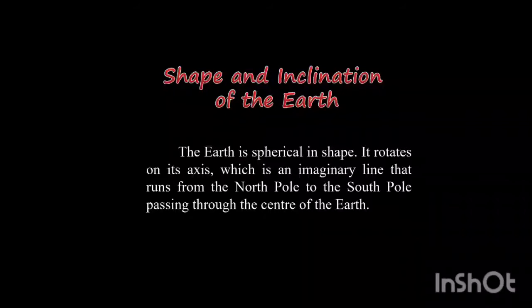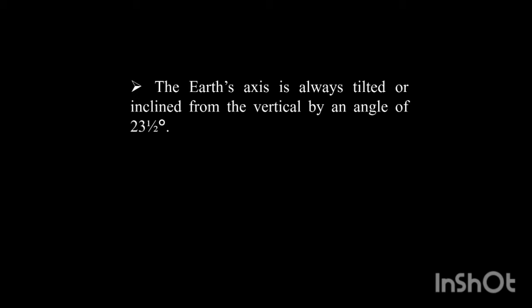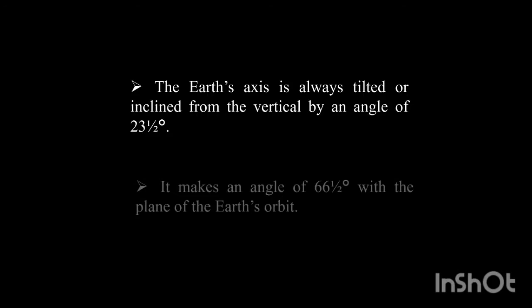It rotates on its axis, which is an imaginary line that runs from the North Pole to the South Pole, passing through the center of the earth. The earth's axis is always tilted or inclined from the vertical by an angle of 23.5 degrees. It makes an angle of 66.5 degrees with the plane of the earth's orbit.